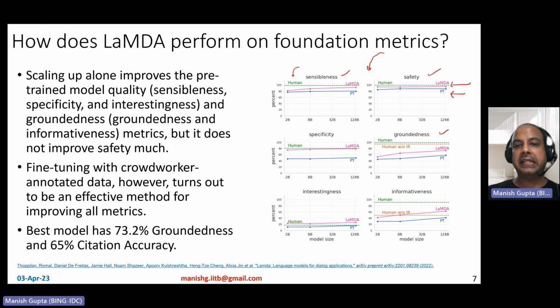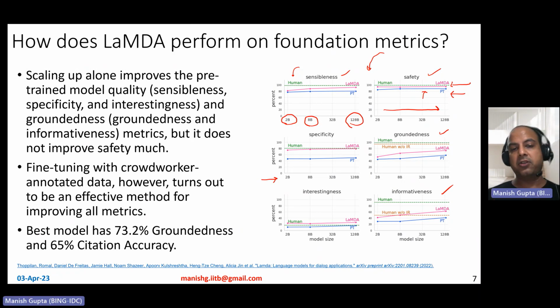What you observe is that scaling up improves the pre-trained model quality. By the way, the x-axis indicates the scale of the model. Three sizes are evaluated: 2 billion, 8 billion, and another checkpoint which is close to 128 billion. Scaling up improves sensibleness, specificity, and interestingness. It also improves groundedness and informativeness. However, it does not improve safety much. Even if you increase the scale, the pre-trained model's safety remains more or less constant.